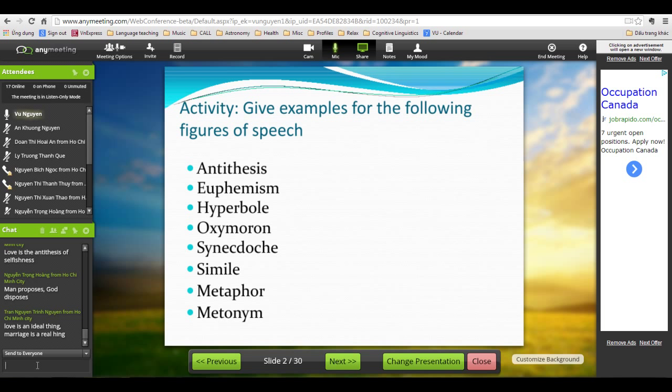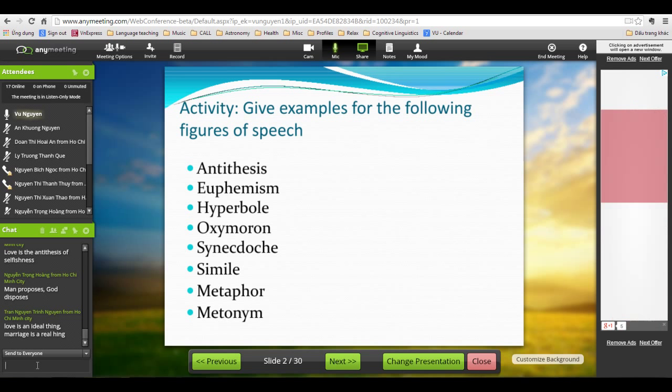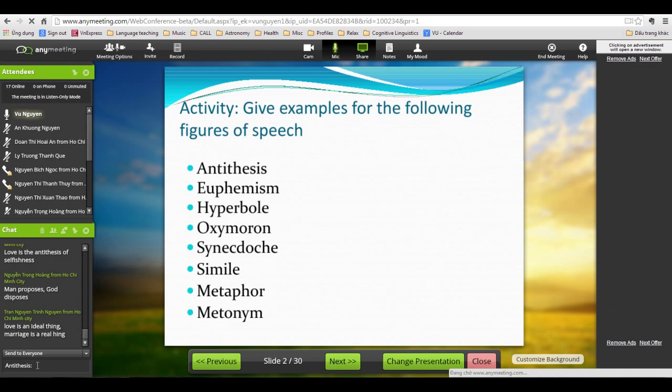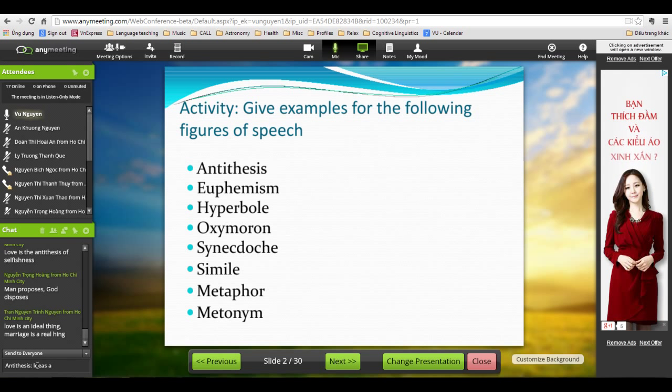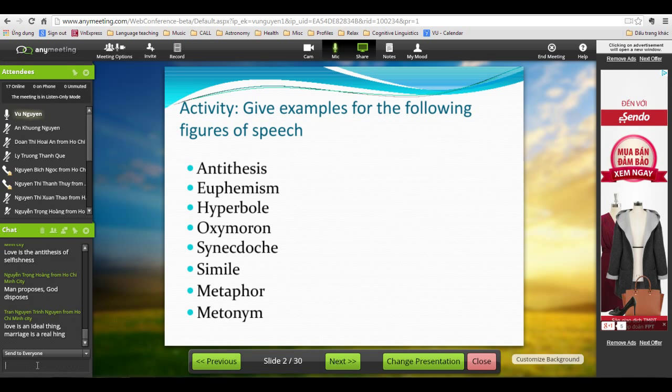Alright, those are very nice examples of antithesis. Now, basically, in antithesis, the ideas are set down so that they are in sharp contrast with each other. That's a very important point. So let me put it here in the chat window for you. Ideas are in sharp contrast with each other.